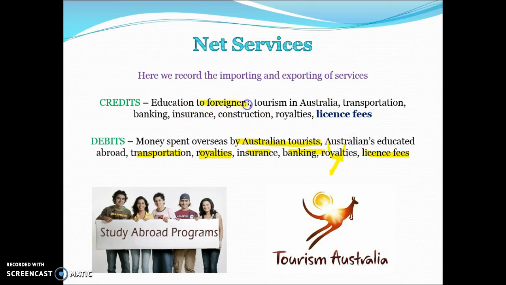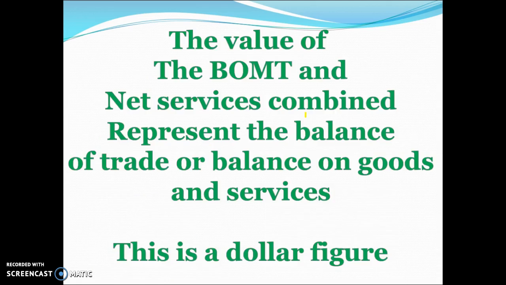Credits: education for foreigners coming here, tourism, transportation if they're paying for us to transport things, banking, insurance, construction services, royalties, and license fees. All the same as debits, but Australians are receiving the money. The value of the BOMT, the first account, plus the second account, net services, represents the balance of trade or the balance on goods and services. This is a dollar figure, and in Australia it's generally negative, but it can be positive.